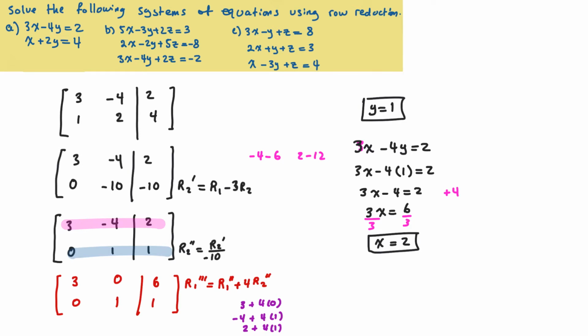And once we have this, we can actually reduce it one further, and I'm going to do that here. I'm going to say that row 1 is equal to the last row 1 divided by 3. And I'm going to get 1, 0, and 2. So 3 divided by 3 is 1, 0 divided by 3 is 0, and 6 divided by 3 is 2. And here I will leave it as is.